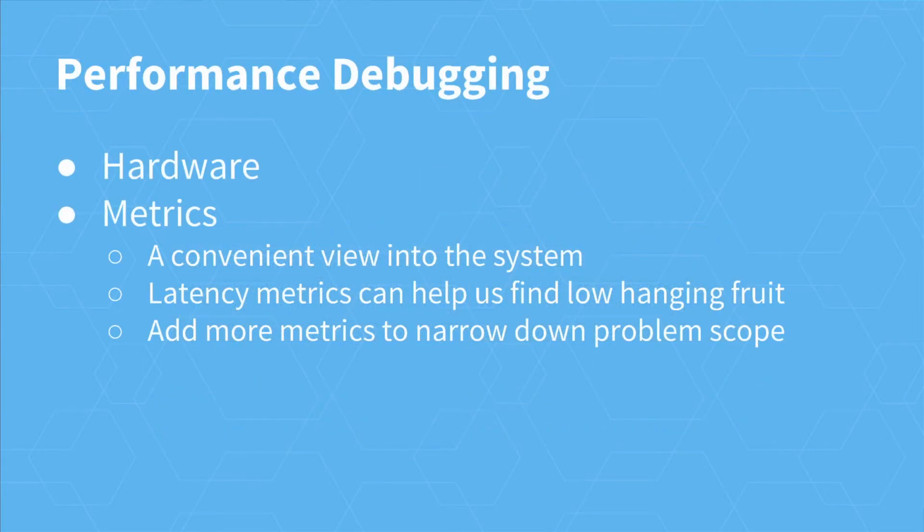The second thing to look at is the metrics. Metrics provide a convenient view into the system. Without metrics, you're pretty much blind to a system. Latency metrics can help us find low-hanging fruit. We can look into the system and see which latency metric is going high, and that could possibly become a problem. And for critical and complicated components, we should add more metrics to narrow down the problem scope.